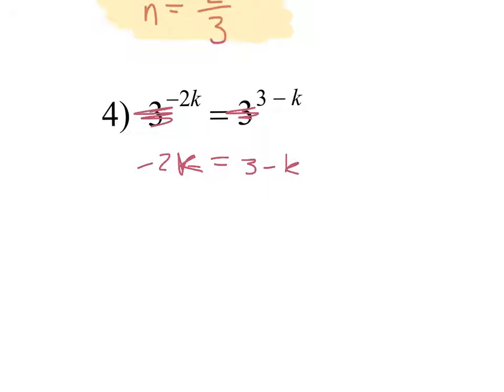So to get all the k's together on one side, I'm going to add k to both sides. Now negative 2k plus k is negative 1k, which I'll just put negative k. So that's equal to 3. And then I need to get k all by itself, so I'm going to divide both sides by negative 1. So the negatives cancel out, and I get k is equal to negative 3.